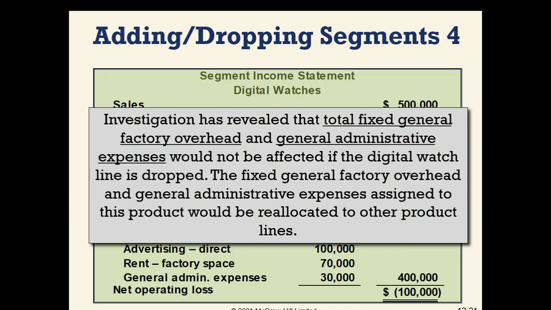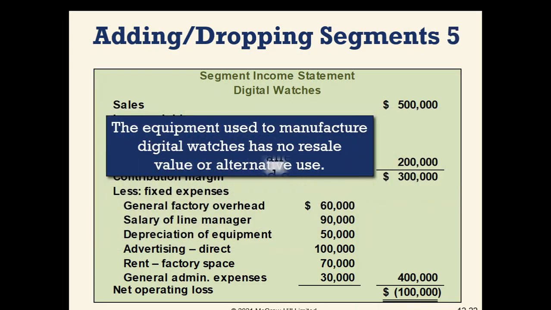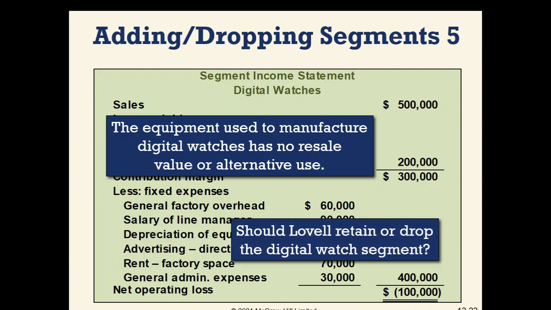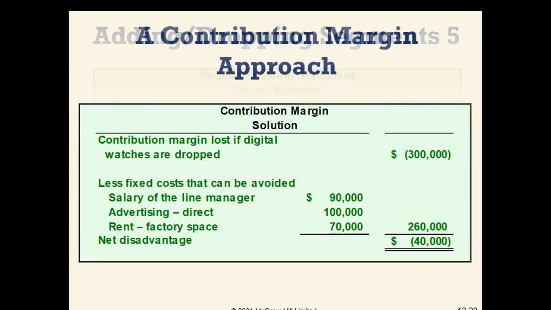So investigation has revealed that the total fixed general factory overhead and general administrative expenses would not be affected if the digital watch line is dropped. The fixed general factory overhead and general administrative expenses assigned to this product would be reallocated to other product lines. The equipment used to manufacture digital watches has no resale value or alternative use. So should they retain or drop this segment?